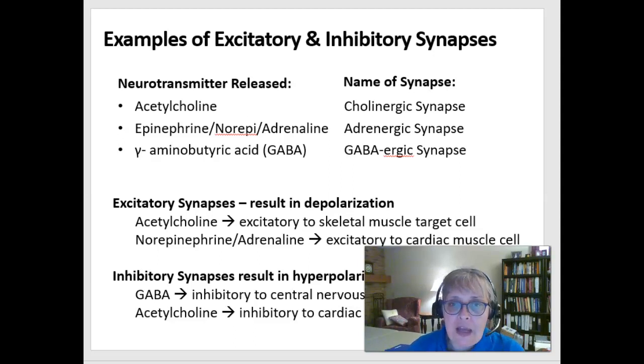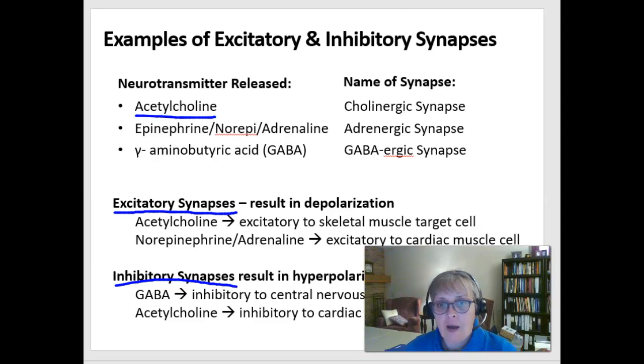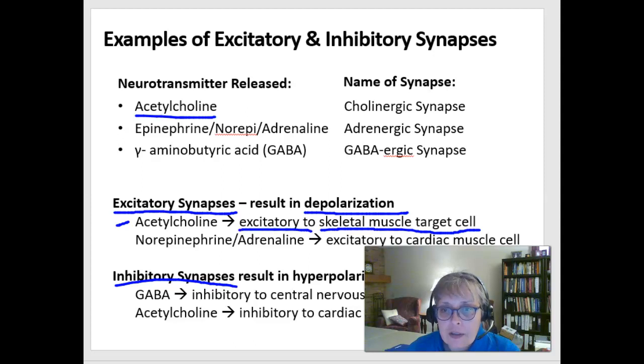Okay, let's talk about the actions of these neurotransmitters. Some actions are excitatory and some actions are inhibitory. When a neurotransmitter is excitatory, the neuron forms an excitatory synapse. The postsynaptic cell will be depolarized. 2 examples of this. Acetylcholine neurons or cholinergic neurons, when they synapse on skeletal muscle cells, the acetylcholine is always excitatory.